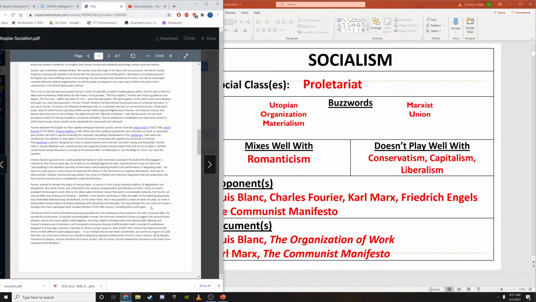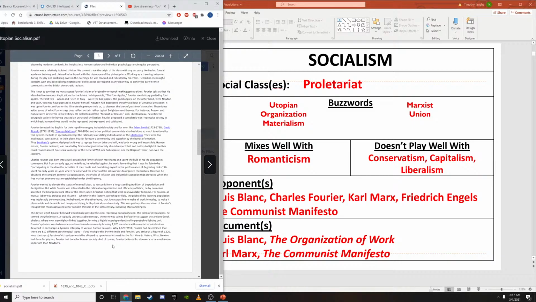He believed, on the other hand, that it was possible to make all work into play, to make it pleasurable and desirable and deeply satisfying both physically and mentally. This was perhaps the one vision of Fourier's thought that most captivated other socialist thinkers of the 19th century, including Karl Marx and Friedrich Engels.